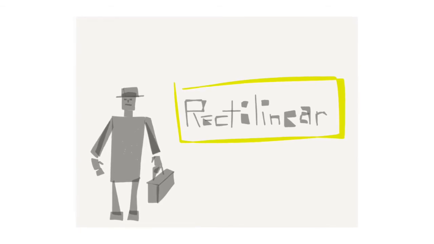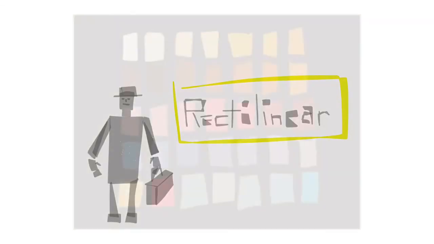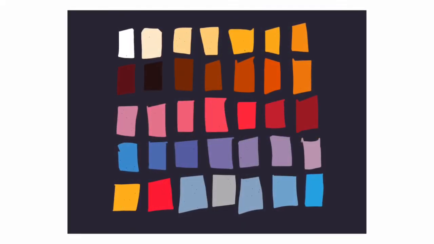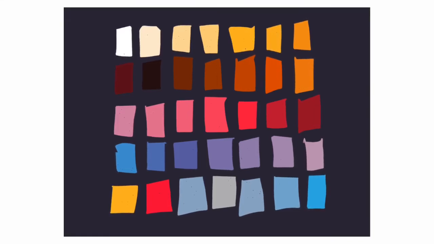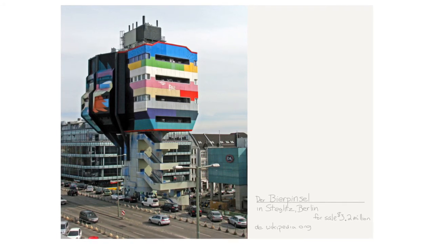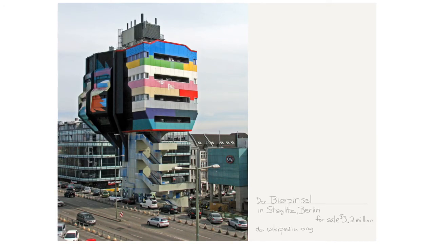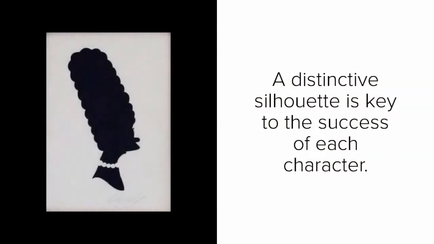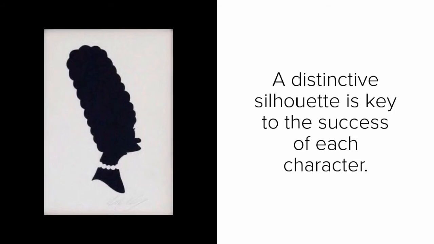Rectilinear shapes have straight edges and seem to be stable and strong. But rectilinear shapes can also create patterns that are rhythmic and playful. This colorful rectilinear building in Berlin is for sale. If you could only see their shadows, would you be able to tell Marge Simpson from a Minecraft character?